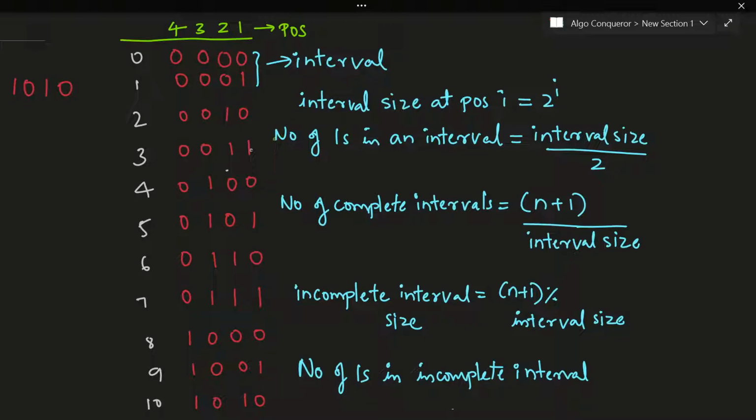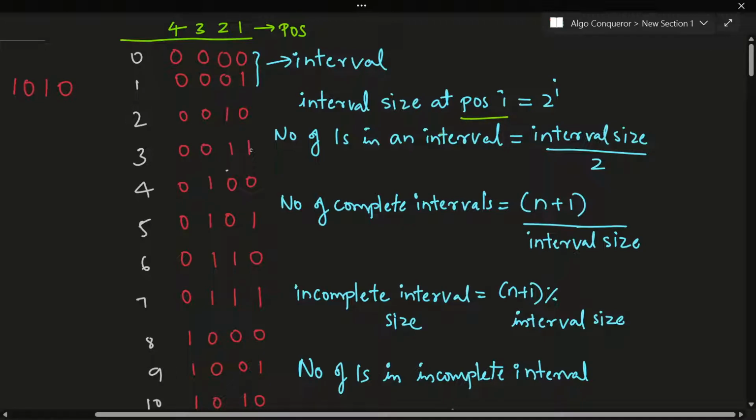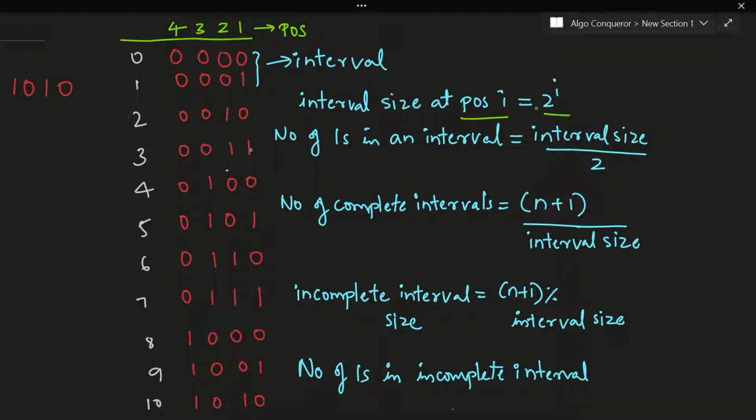Now, if I ask you to tell me the interval size at a position i, what will that be? 2 power i. At position 1, what is the interval size? 2, right? 2 power 1 is 2. At position 2, what is the interval size? It's 4. It's 2 zeros and 2 ones, 2 power 2. At position 3, 4 zeros and 4 ones, total size is 8. 2 power 3 is 8. So we can generalize the statement that the interval size at position i is 2 power i.